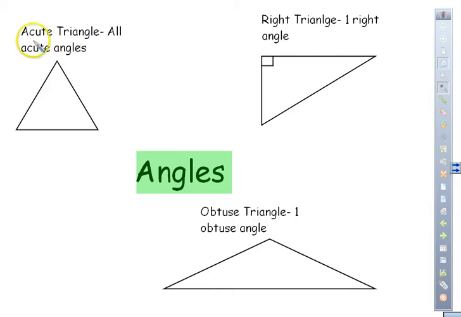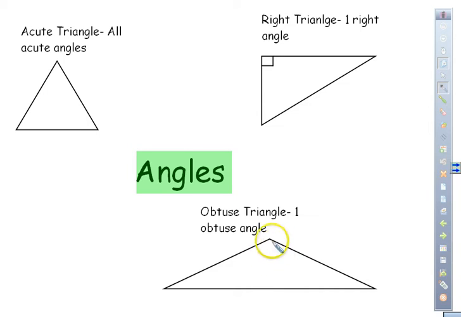Alright, so you have an acute triangle, which means that all the angles are acute, less than 90 degrees. A right triangle is one that has one right angle, and you can only have one right angle. If you had two, it would end up being a square or rectangle, or it could possibly be a trapezoid as well. Okay, so you can only have one, and that classifies it as a right triangle. As for an obtuse triangle, you only need one obtuse angle, and again, if you had more than one obtuse angle, you'd end up with probably a parallelogram in that situation.